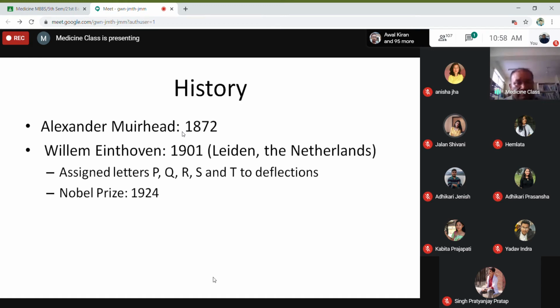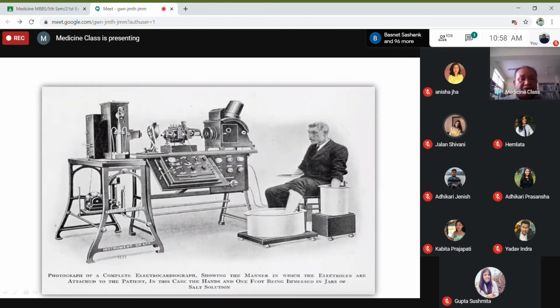This was developed or invented in 1872 by Alexander, but William Einthoven, a scientist from the Netherlands, assigned the letters PQRST for the deflections, and he also won a Nobel Prize in 1924 for this. So this was the previous ECG. It looked like this. It was a Hughes machine, and look at these electrodes that were used previously, on two arms, two upper limbs, and one on the left leg.